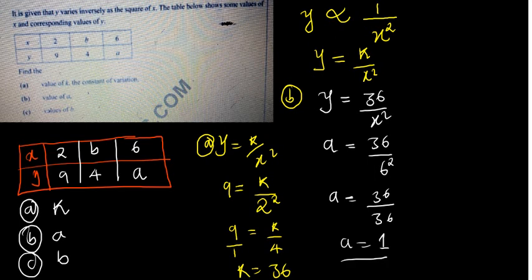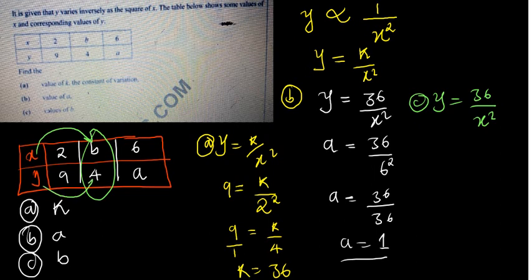And then now we go to part C. We'll use the same equation, y is equal to 36 divided by x squared. Now for this one, we want to find the value for b, and to be able to find the value for b, we're going to use this. So where there is x, we are going to substitute b. Where there is y, we are going to substitute 4 in the equation.